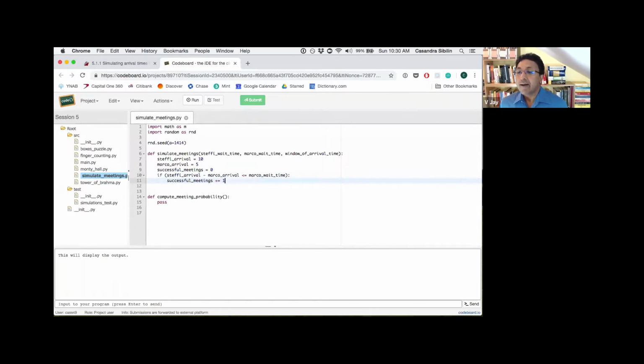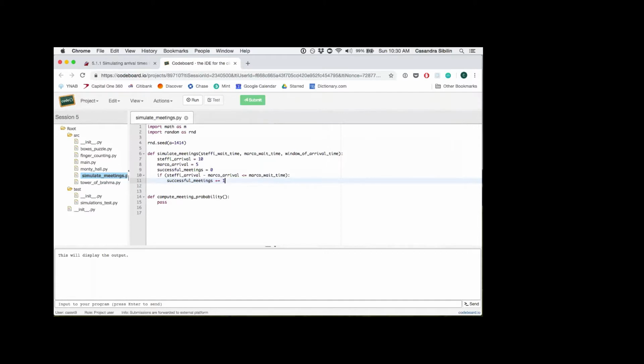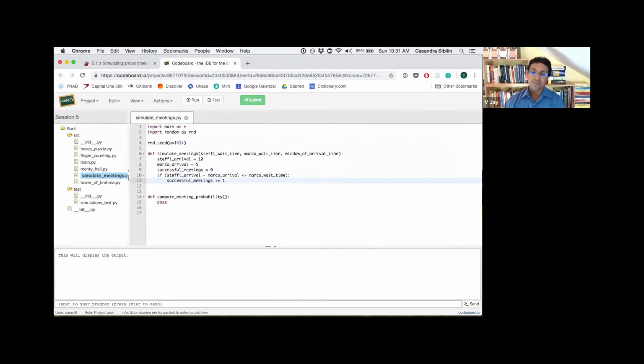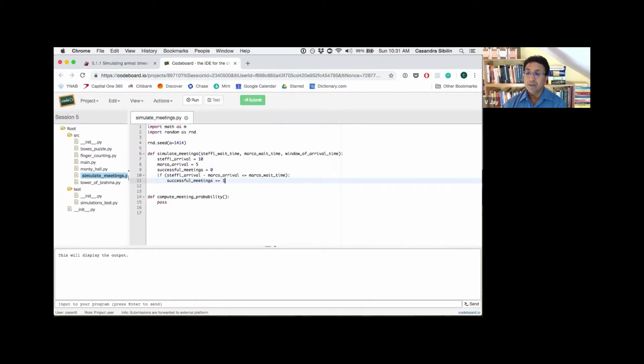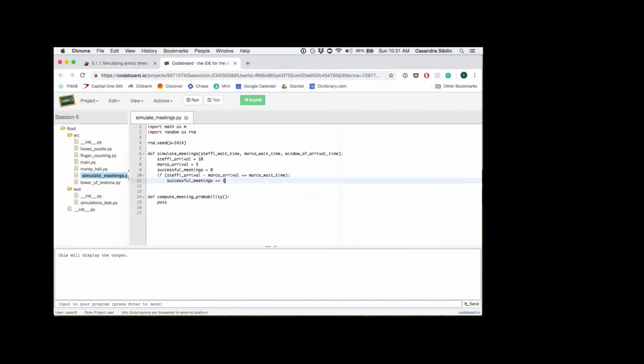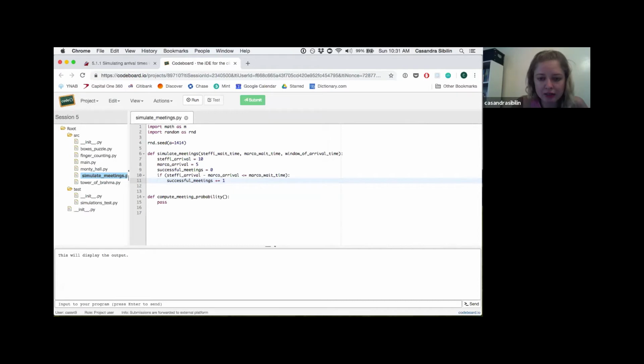Now I'm going to ask a trick question. This is kind of looking correct, but what if Steffi's arrival is less than Marco's arrival? If Steffi comes first, does this work? We'll have to take the magnitude of this. But first of all, we're using Marco's wait time, which is correct if Marco came first. If Steffi came first, we have to use Steffi's wait time. You have to do the other side.